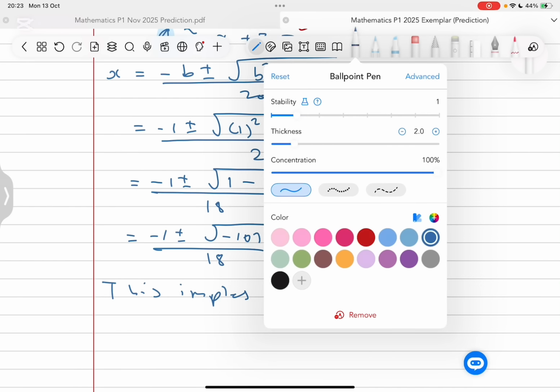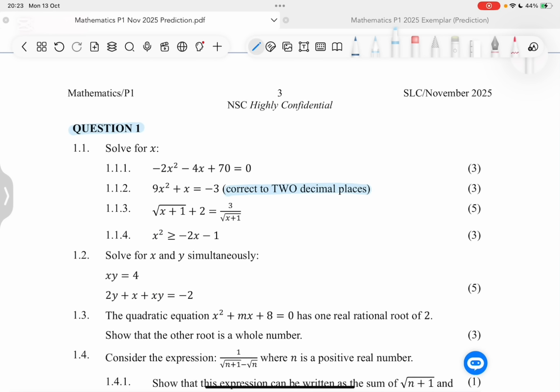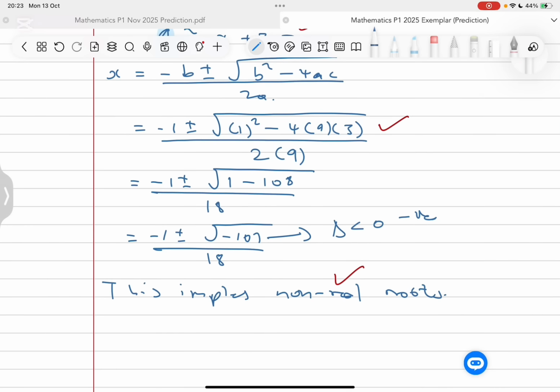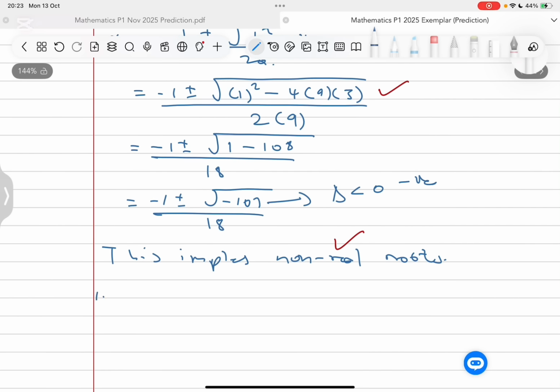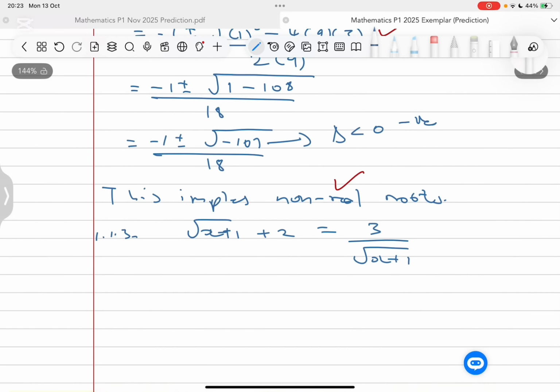Now, the next question that we are going to look at is 1.1.3, which is given by the square root of x plus 1, plus 2, equals 3 all over the square root of x plus 1. Now, there are many ways of solving this problem. Some are long and tedious, some are easier than others. But I want to share the easiest method because remember, in an exam, you also have to be careful with the time.